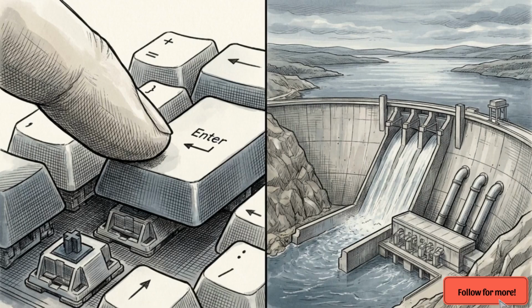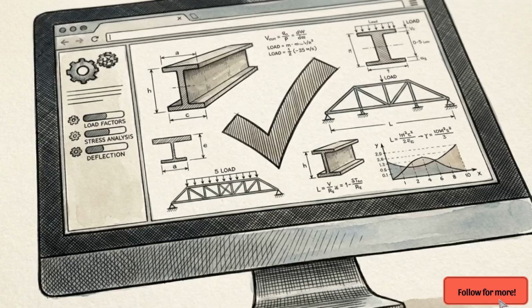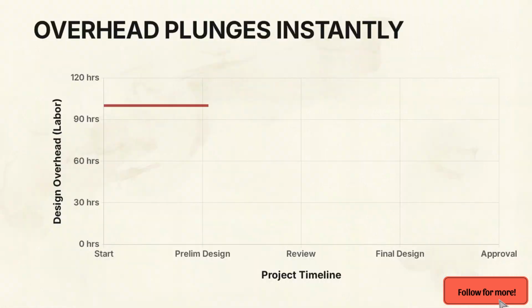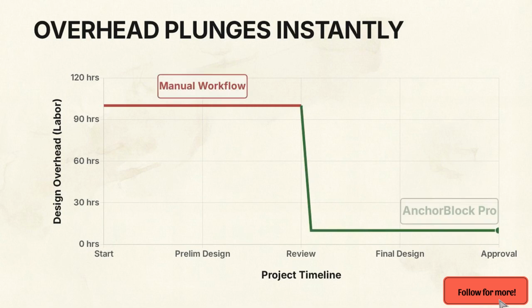Relying on unstandardized manual data entry for critical infrastructure leaves high-stakes operations dangerously exposed to simple keystroke failures. AnchorBlock Pro is a browser-based Chrome extension engineered specifically to eliminate manual calculation errors through complete automation. By condensing multi-hour engineering tasks into seconds of basic data entry, it aggressively reduces preliminary and final design overhead.